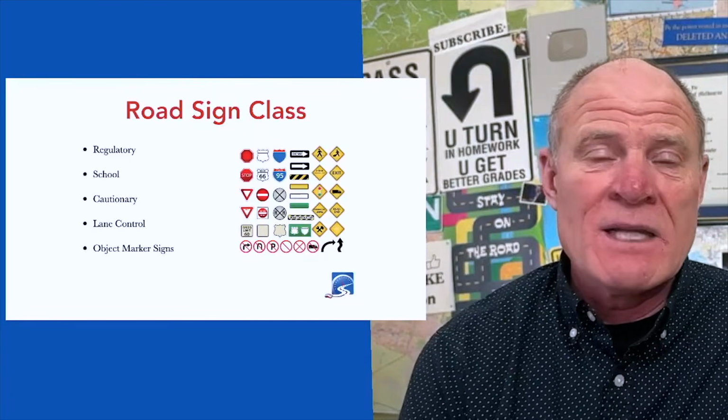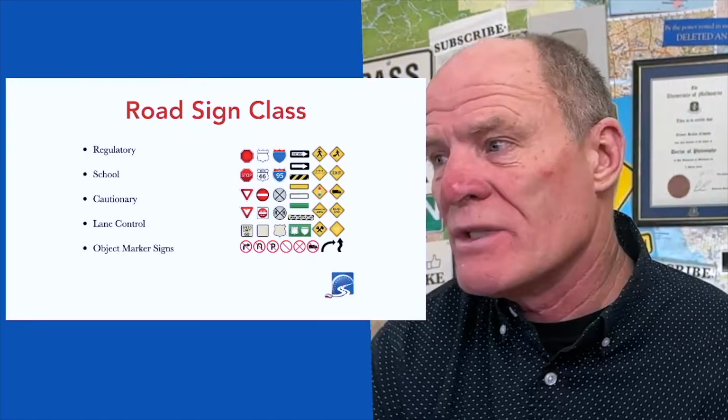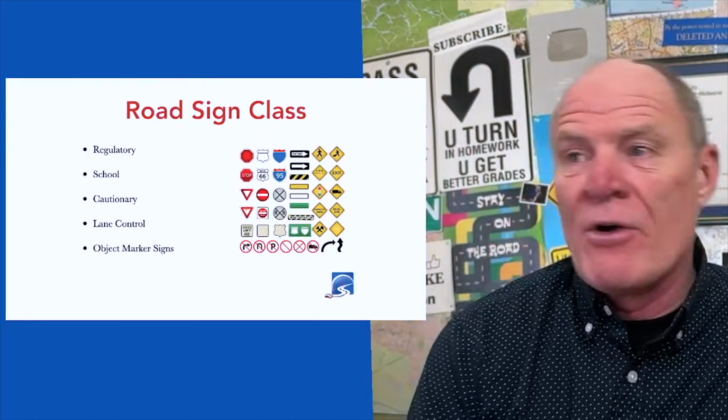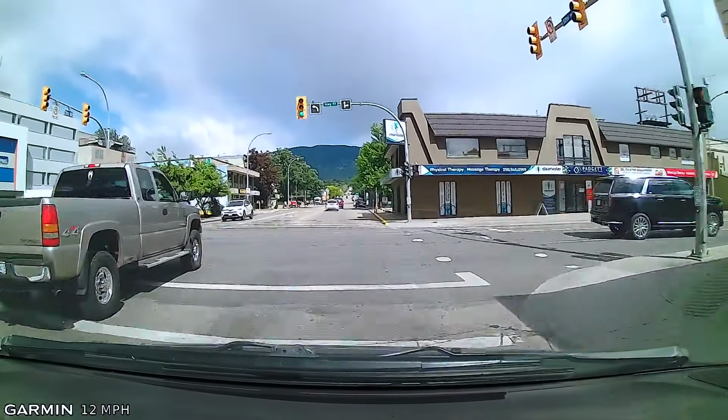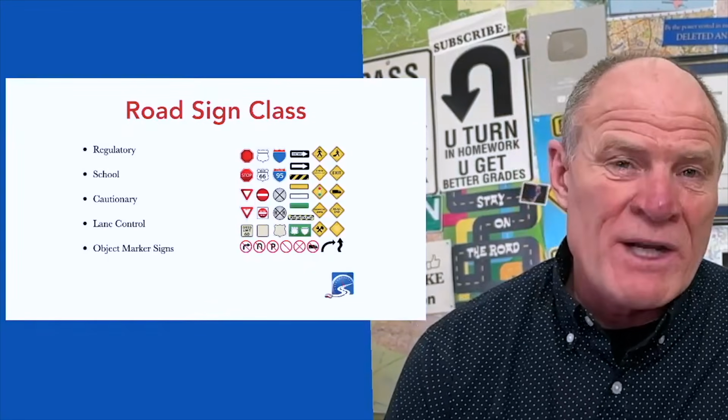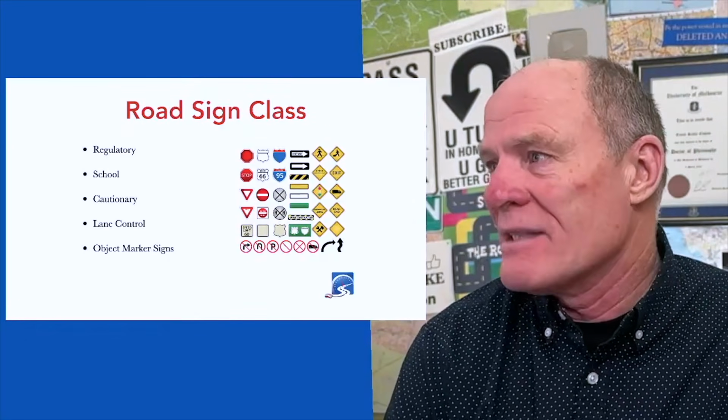Road sign classifications, regulatory signs. The root word of regulatory is regulation, which means it is the law. And railway crossing signs, as my good friend Tim, who is a retired police officer, informed me, are not regulatory signs in Canada. However, railway crossing signs are regulatory signs in the United States.